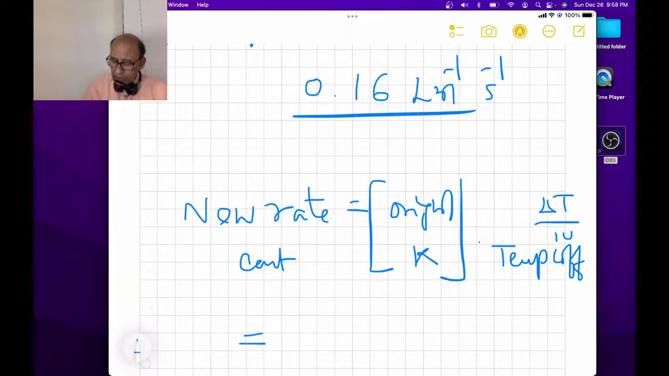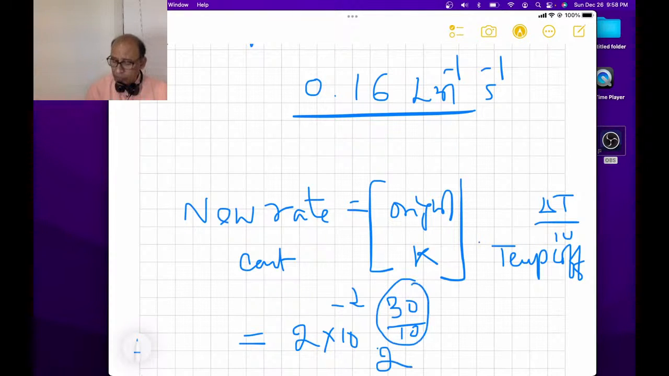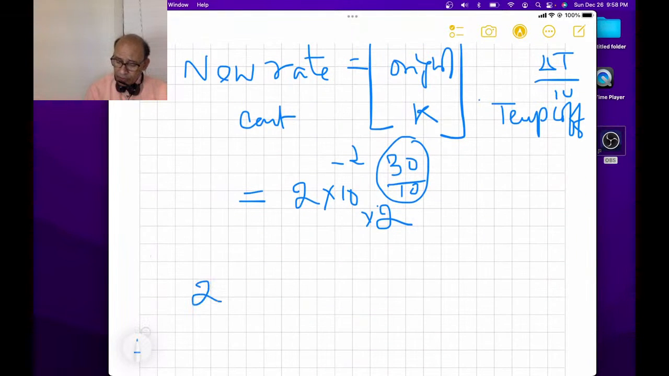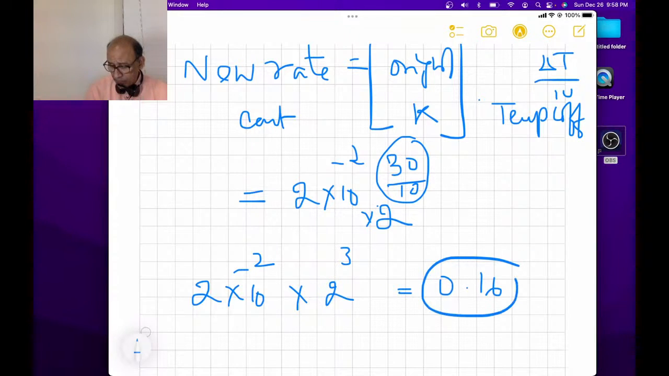So here original rate constant is 2 into 10 to the power minus 2, and delta T, change in the temperature from 25 to 55, it means 30 degrees by 10. All this is raised to the power 2, because 2 is the temperature coefficient. So 2 into 10 to the power minus 2 into 2 to the power 3, that is equal to 0.16. Units will not change, liter per mole per second.